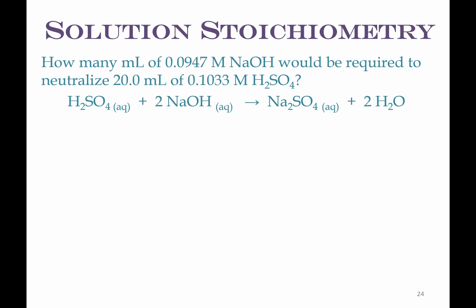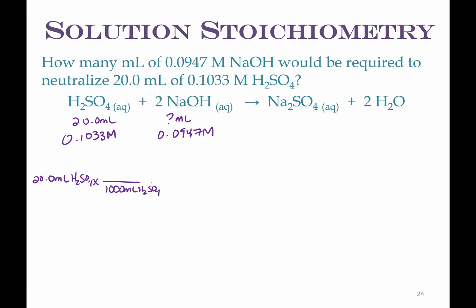How many milliliters of 0.0947 molar sodium hydroxide would be required to neutralize 20 milliliters of 0.1033 molar sulfuric acid? So we're going to be looking for milliliters here. So we'll start with 20.0 milliliters. We convert to liters, so 1,000 milliliters in 1 liter.